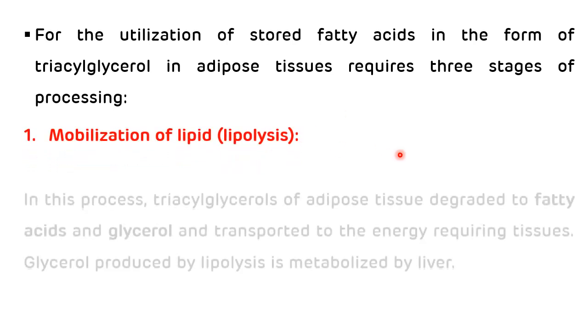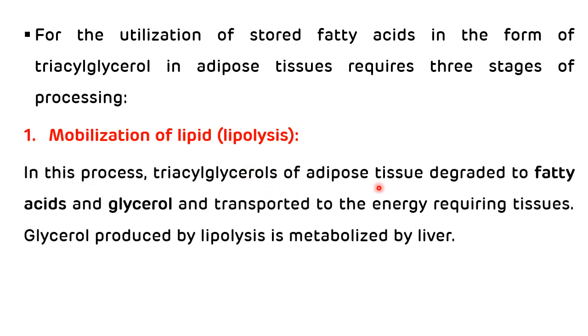Now, for the utilization of stored fatty acids in the form of triacylglycerol in the adipose tissue, it requires three stages of processing. The first stage is lipolysis, which is mobilization of lipid. In this process, triacylglycerol of adipose tissue is degraded to fatty acid and glycerol, which are then transported to the energy requiring tissues. The glycerol part, which is produced at the end of lipolysis, enters the liver and gets metabolized there. So this is the first stage for the oxidation of fatty acid, that is mobilization of lipid.